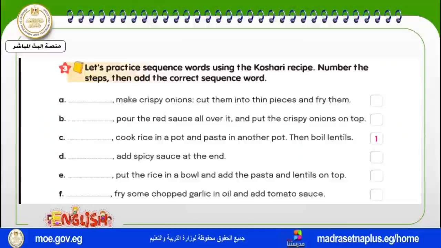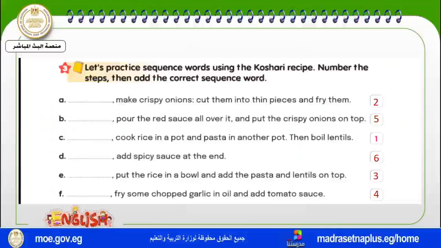Yes, you are great. This is the correct order. We cooked rice and pasta, then we made the crispy onions and cut them and fried them. After that, we put the rice in a bowl and the pasta and the lentils.